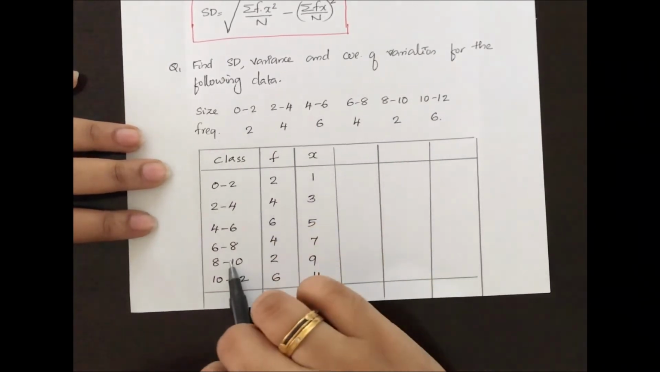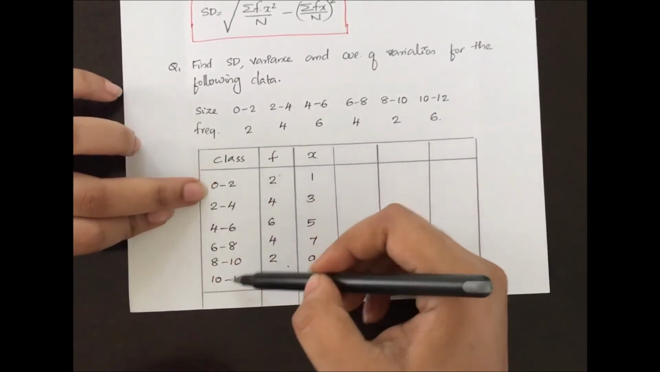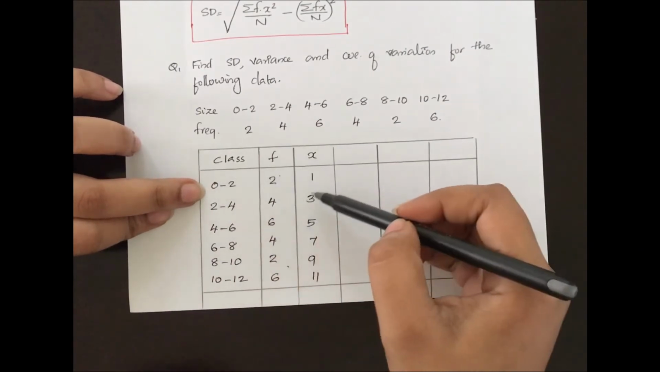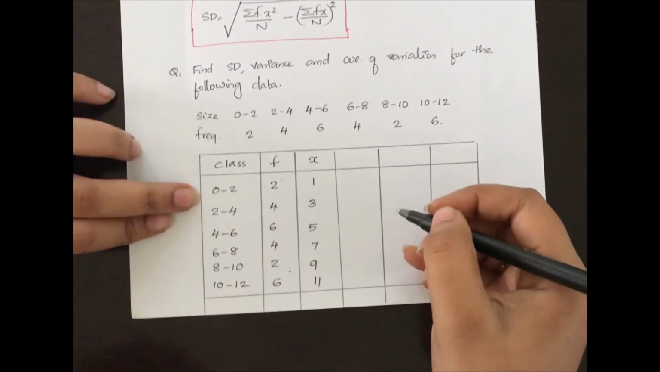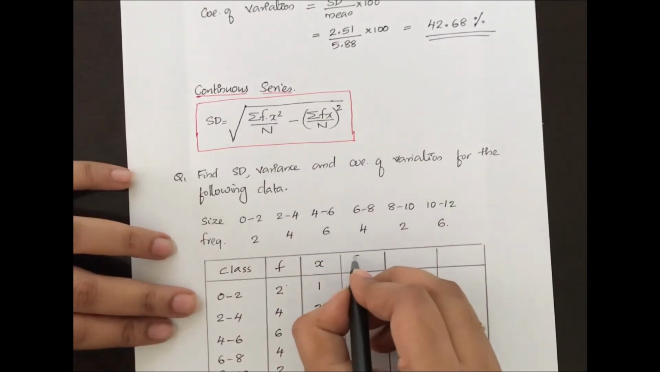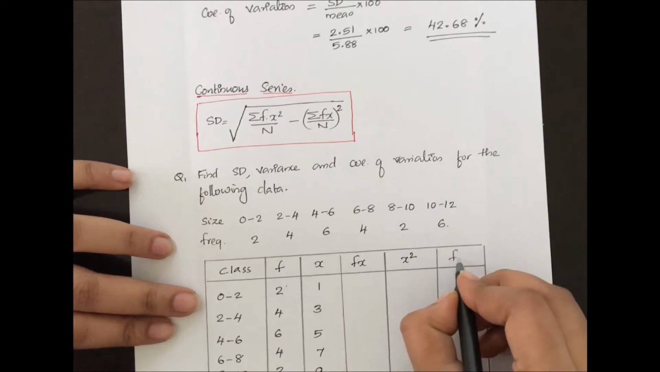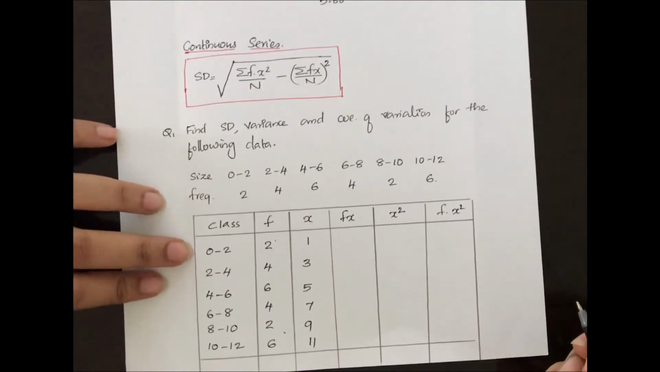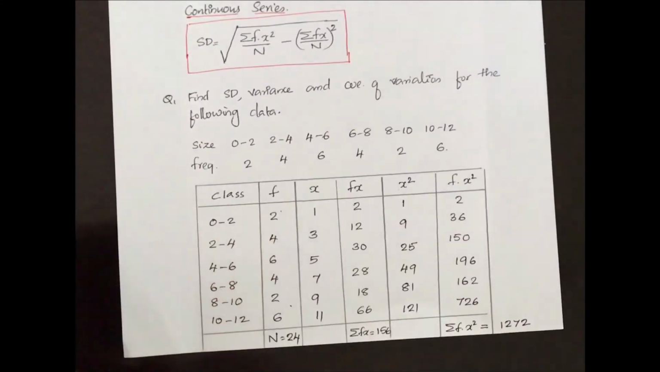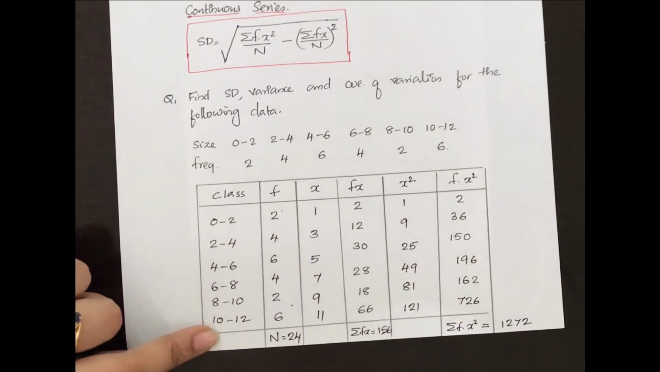Size comes under the head class, frequency f. X values are the mid values of this class, L1 plus L2 divided by 2, we got the x values. Then what else do we require? We require summation fx. So fx is required, x square is required, f into x square is required. Now we are going to substitute these values in the equation of standard deviation.